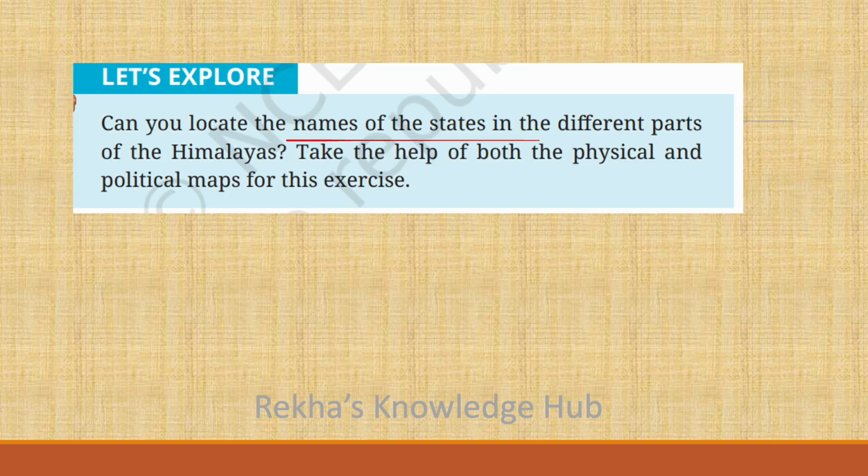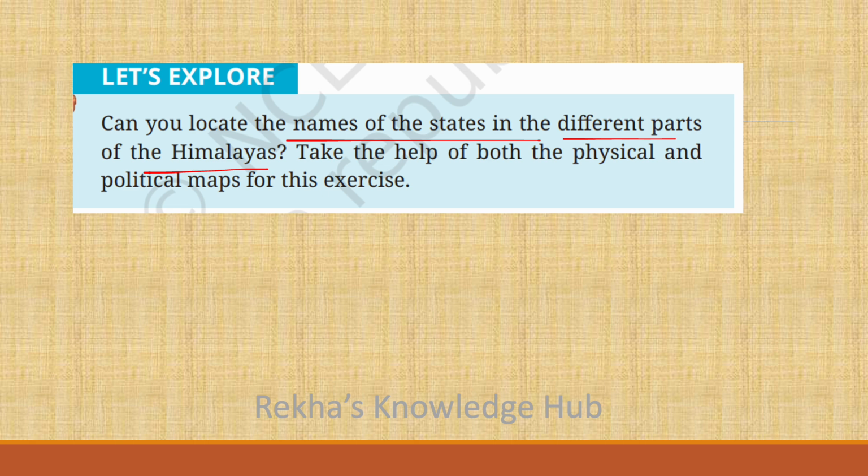Can you locate the names of the states in different parts of the Himalayas? Take the help of both the physical and political maps for this exercise. The states or union territories that have a major portion of the greater Himalayas include Ladakh, Jammu and Kashmir, Himachal Pradesh, Uttarakhand, Sikkim, and Arunachal Pradesh.